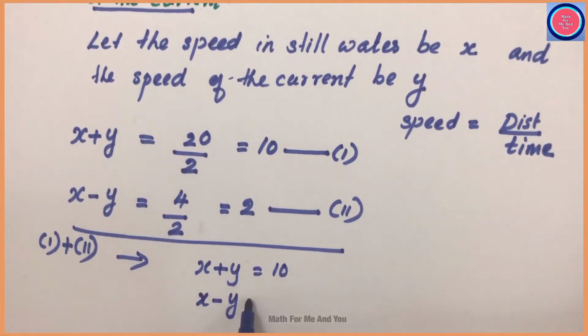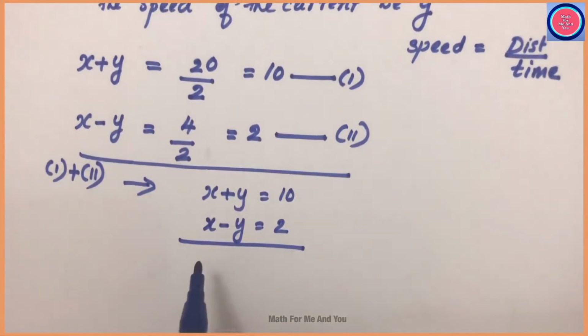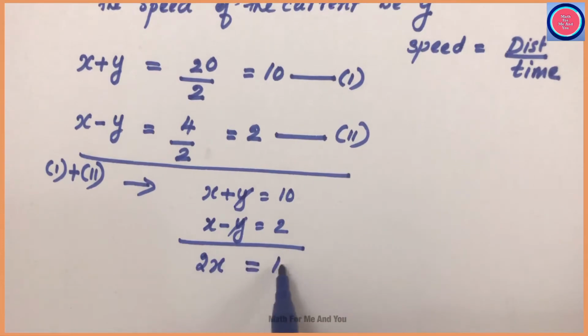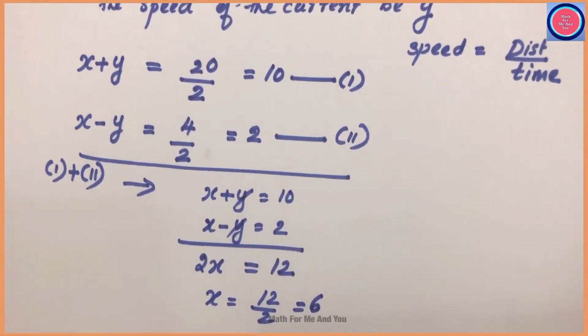Next, x minus y is equal to 2. Add these two equations. x plus x, that is 2x, plus y minus y cancels, equals 10 plus 2 is 12. 2x equals 12. x equals 12 over 2, that is equal to 6. Speed in still water is 6.